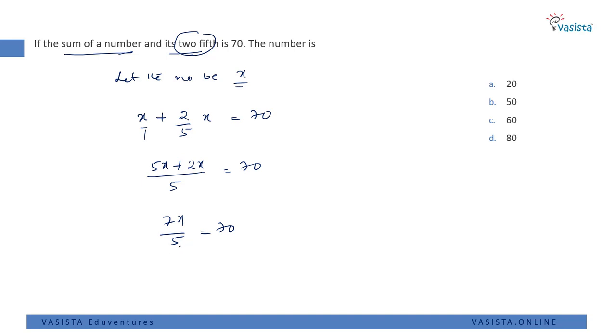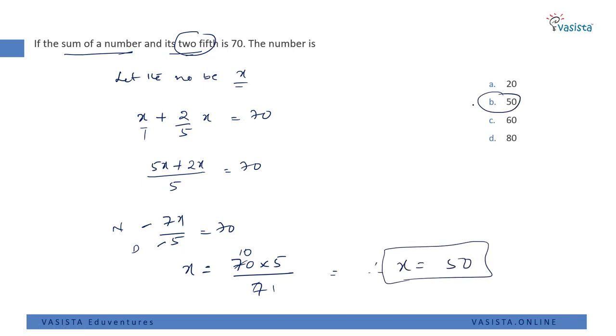Now when you transfer the denominator on the LHS to the RHS, it will be in the numerator, that is going to be 70 into 5 divided by 7. So the numerator comes to the denominator, and the denominator goes to the numerator, that is x. Now, 7 ones are 7, 7 tens are 70. So therefore x is equal to 10 fives are 50. So option B is the right one.